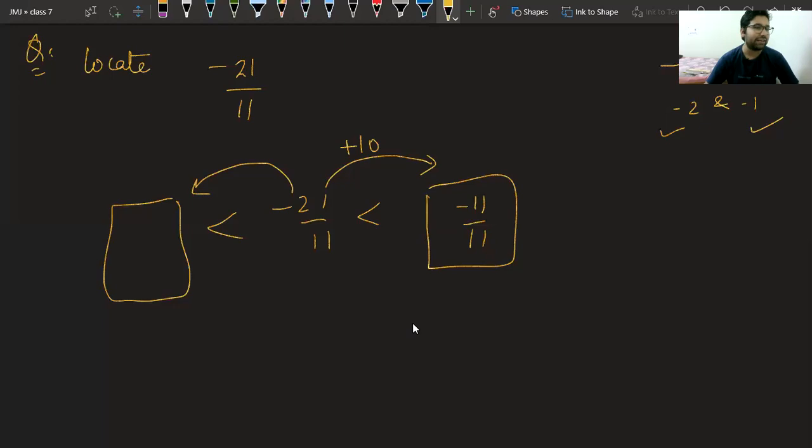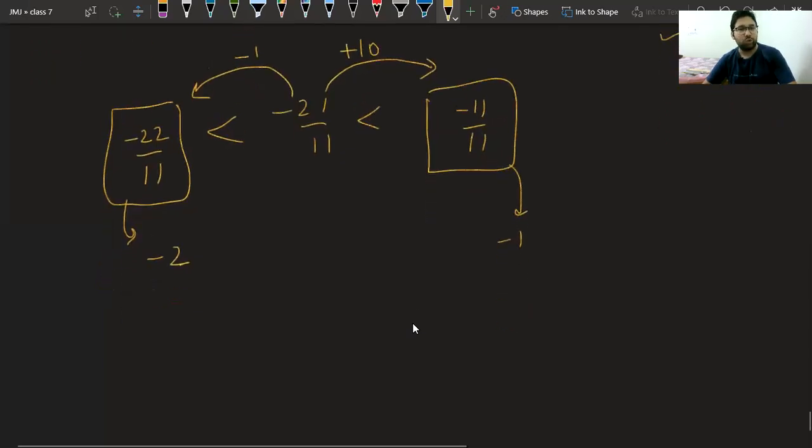What should I subtract in -21 to get the smaller number? I should subtract -1. It becomes this thing. So the integers are -2 and -1. Now please tell me, between -2 and -1, how many divisions are we going to make? Very nice. We are going to make 11 divisions to make this locating process very easy.